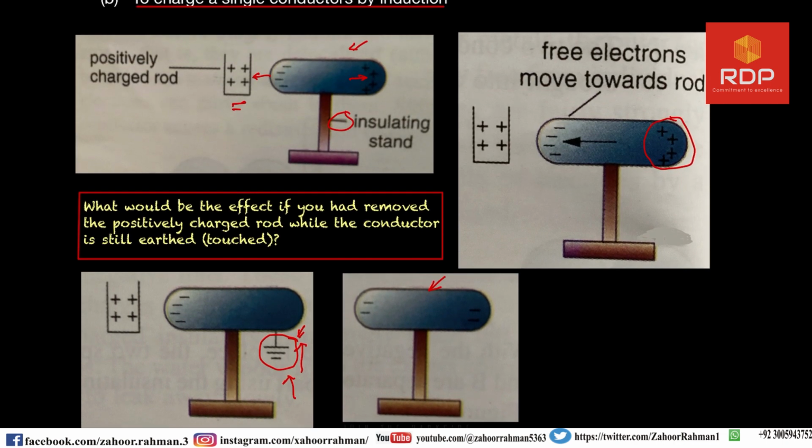Written in yellow: what would be the effect if you had removed the positively charged rod while the conductor is still earthed? It means that it will not produce the charging effect. If you remove the positively charged rod while it is still earthed, the charges will be redistributed on the surface of the sphere and it will be neutralized, not charged. So keep in mind, you don't have to remove this positively charged rod before removing the earth.